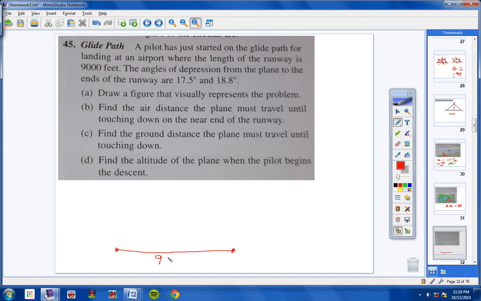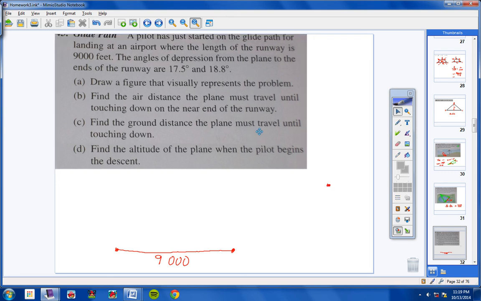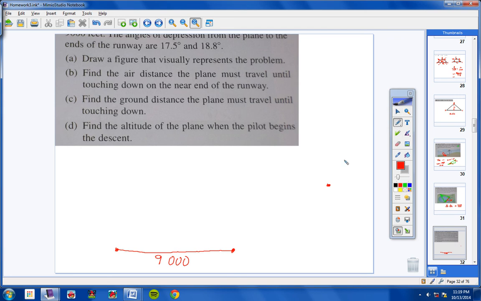I really don't want to draw an angle at 17 degrees. That's a really small angle, okay? So the length of the runway is 9,000 feet. So there's the runway. Here's the plane up here, okay? Now, if you wanted to, you could put the plane over here. That's fine. I'm just putting the plane over here. Now, slide this up a little bit. Okay, so here we go.